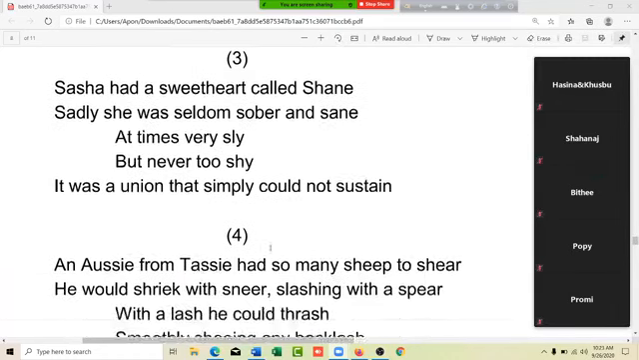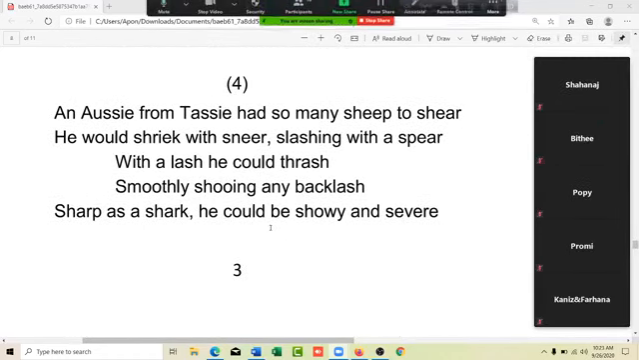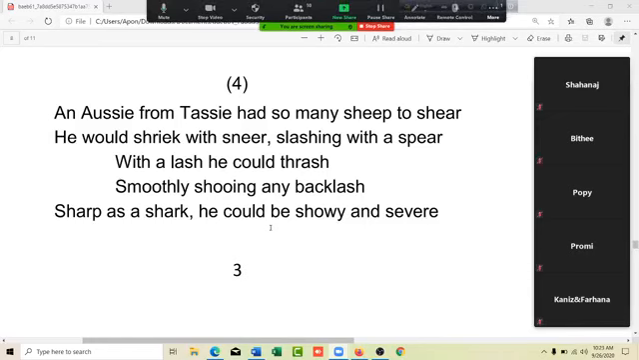Okay, now Shahanaz, unmute yourself and recite poem number 4. Shahanaz.